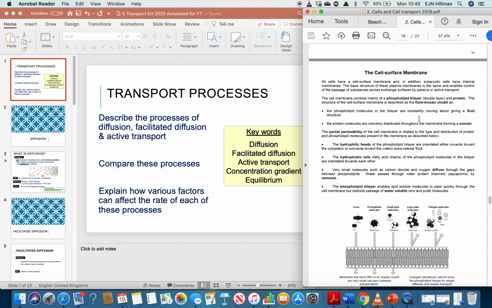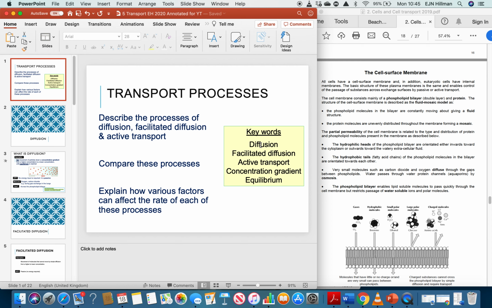Beginning with the cell surface membrane. So we'll look at the different types of transport across the membrane, try to explain why each of those methods of transport occur, give some examples of the type of molecules, and help you with your explanations. And then at the end, there are a couple of typical exam type questions that you might see relating to graphs.